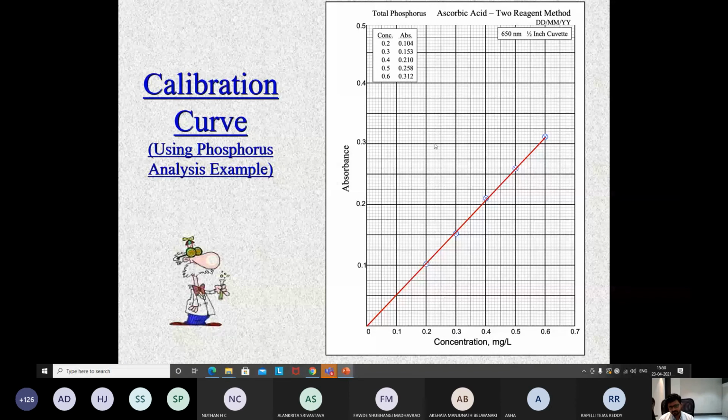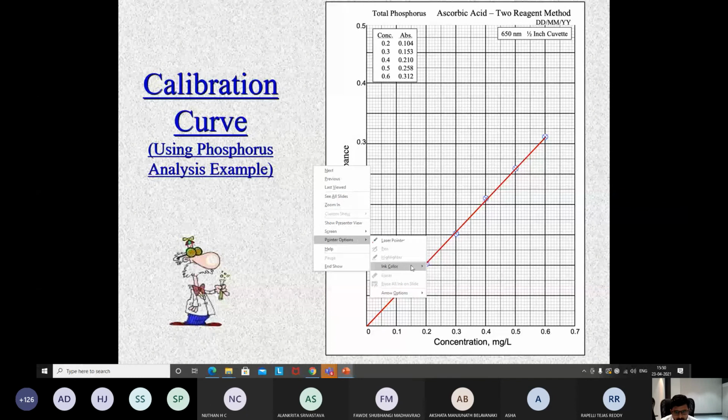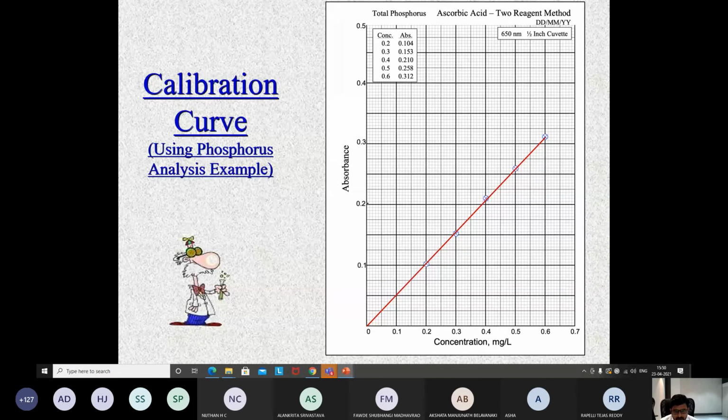Once you get this calibration curve, now if you have analyzed a test, suppose your test concentration is somewhere here, you have to draw the line something like this. This is the test absorbance. You will be knowing only the absorbance of the test. So you are going to plot that line and it is going to give you the concentration of that particular test. So this is the use of the calibration curve.